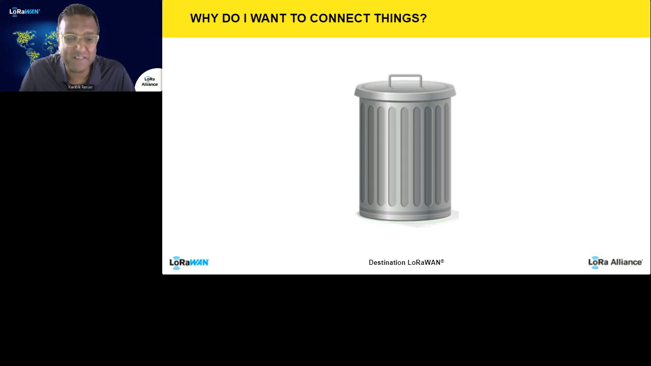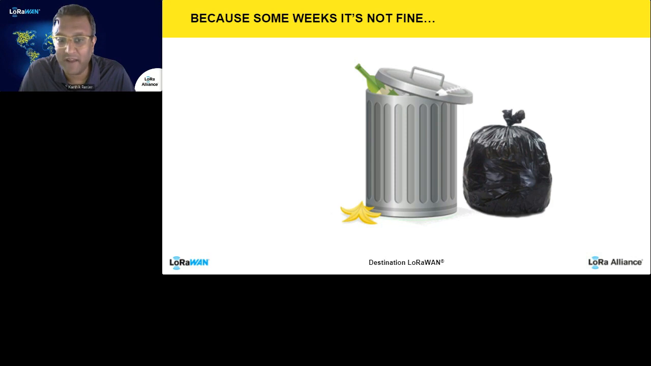Other times, it's not that way. I have a party at my house, I have extra garbage, and you know what? It overflows, and it doesn't look nice sitting on the street. Well, what if I can apply an IoT use case to it?